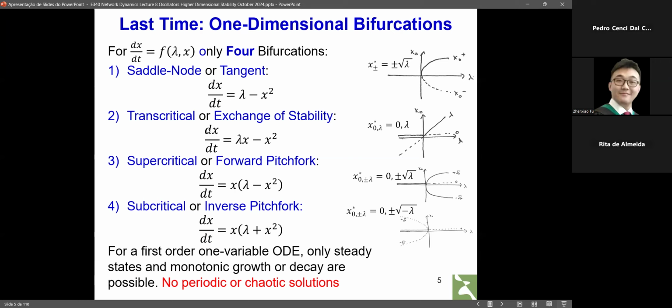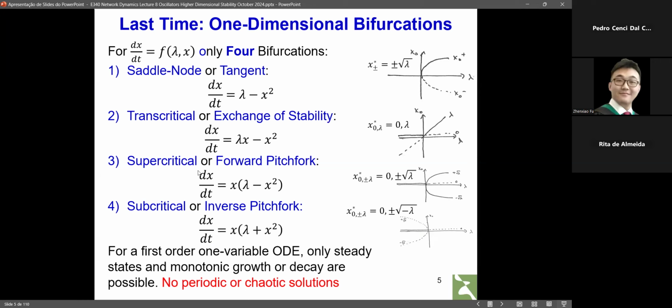The transcritical, or exchange of stability, is because now the stability is going to be different depending on the value of lambda. So for lambda equals 0 here, you have dx/dt equals lambda x minus x squared. You have only one fixed point that is always 0 here. And if you go there, you have another fixed point, which is lambda, and the 0 fixed point turns unstable.